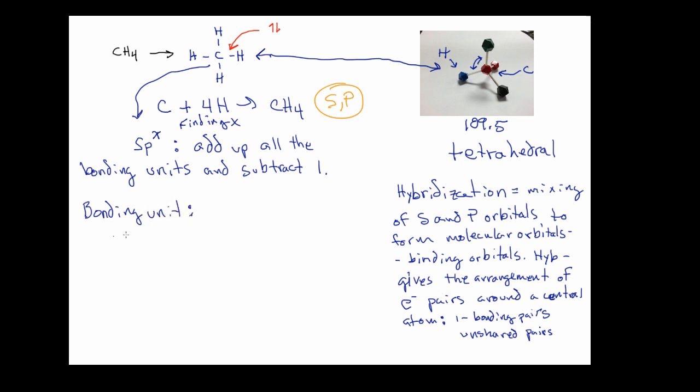And this is actually pretty easy. In fact, I think it's one of the easiest things about chemistry. There's not that much variation here at all. So a bonding unit is literally going to be a single bond. All right, it could be a double bond. It could be a triple bond. And it can be literally one pair of unshared electrons.